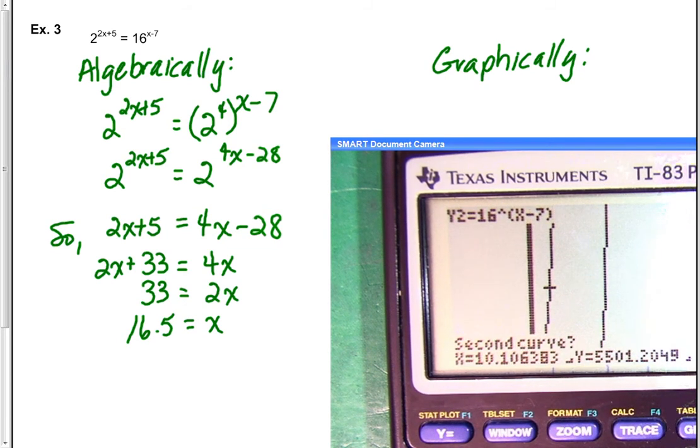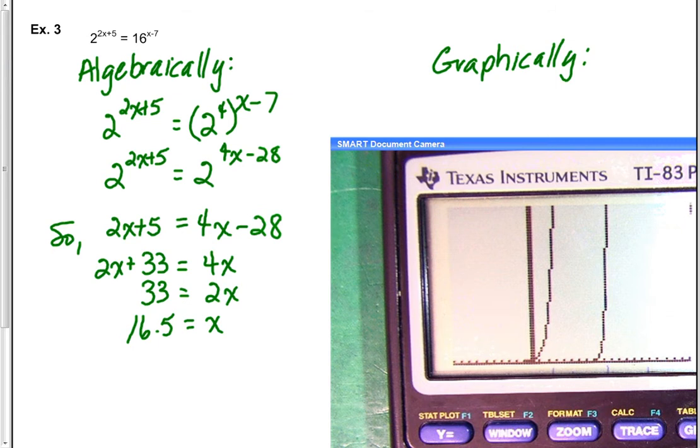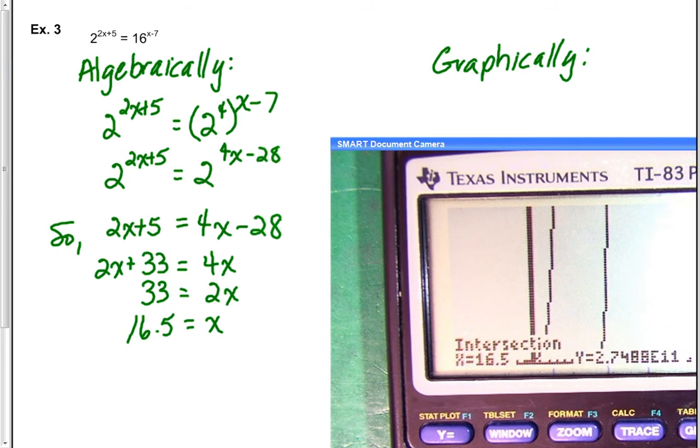There it is. I can see it. I saw it. Where'd it go? There it is. I'm on the other curve. Enter. Guess. Enter. And this should give us the point of intersection. I tried to find the point of intersection with this very equation before when I hadn't adjusted the windows, and it didn't work. So there we go.